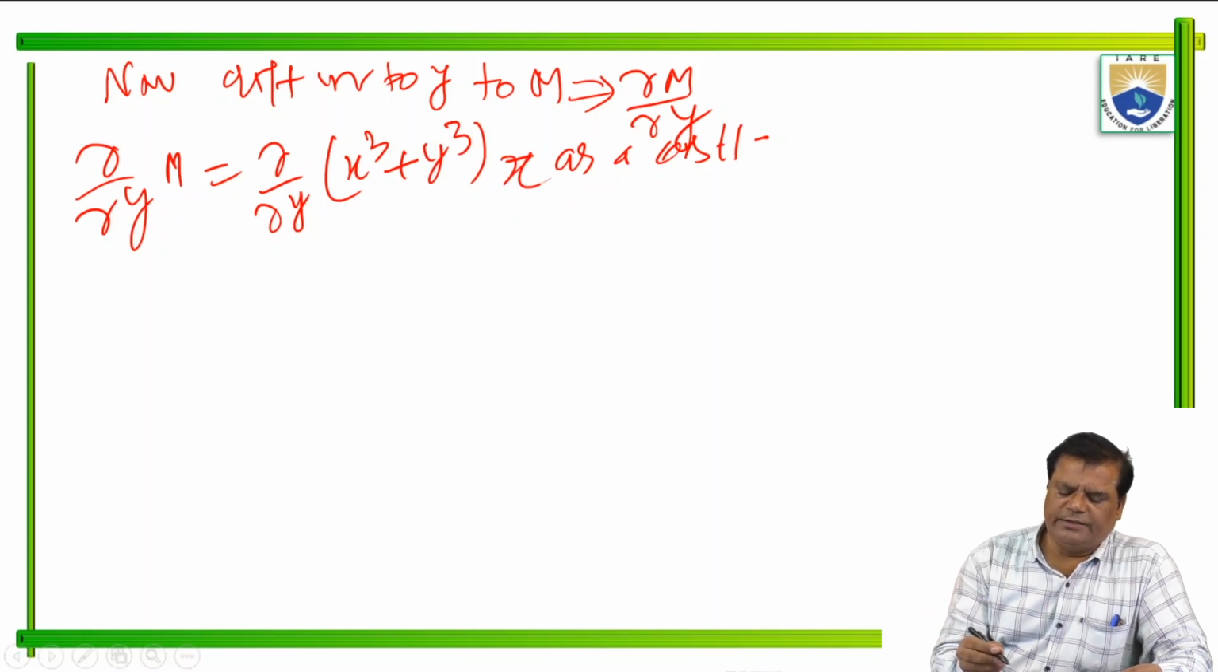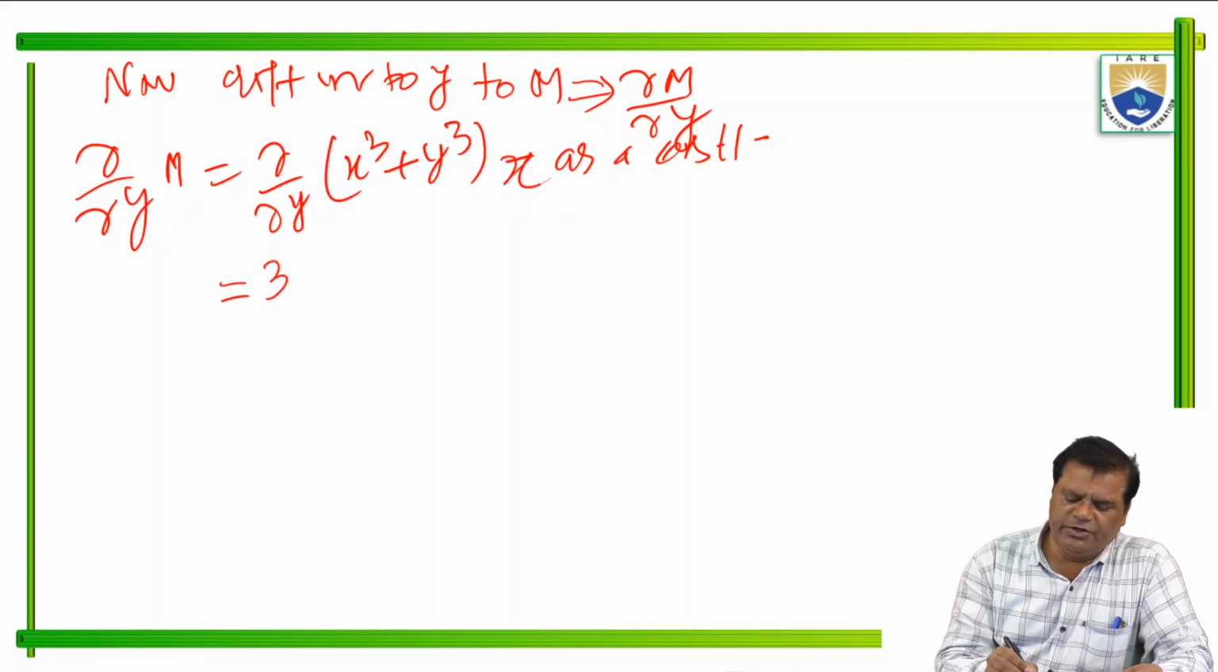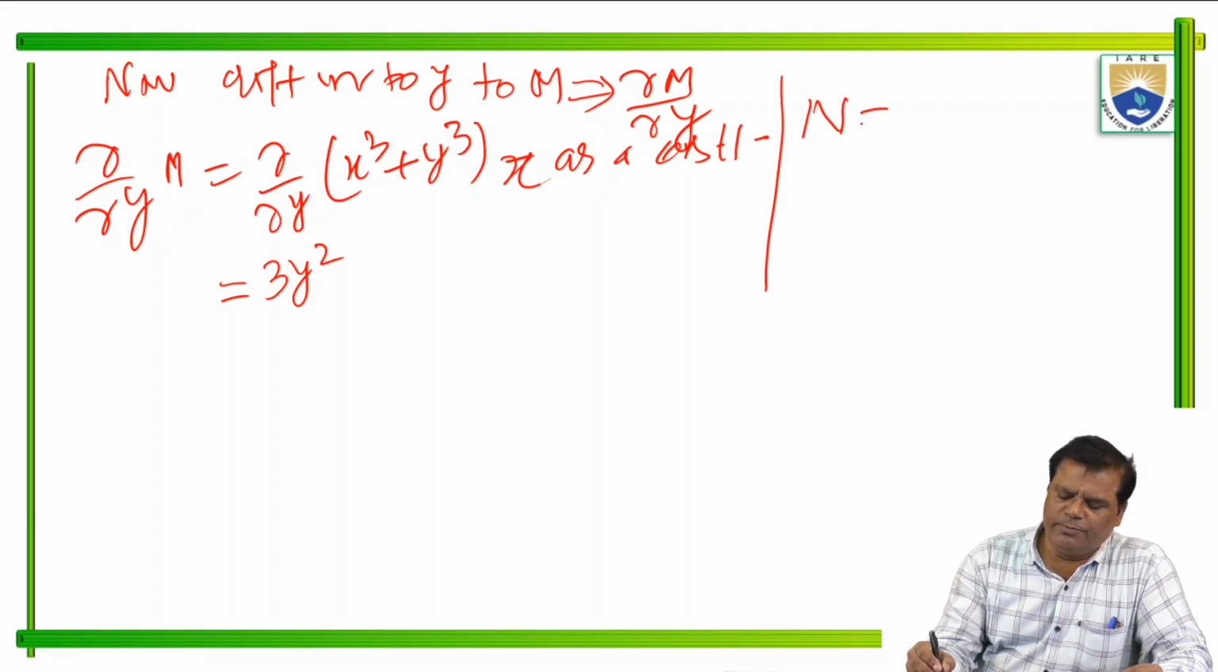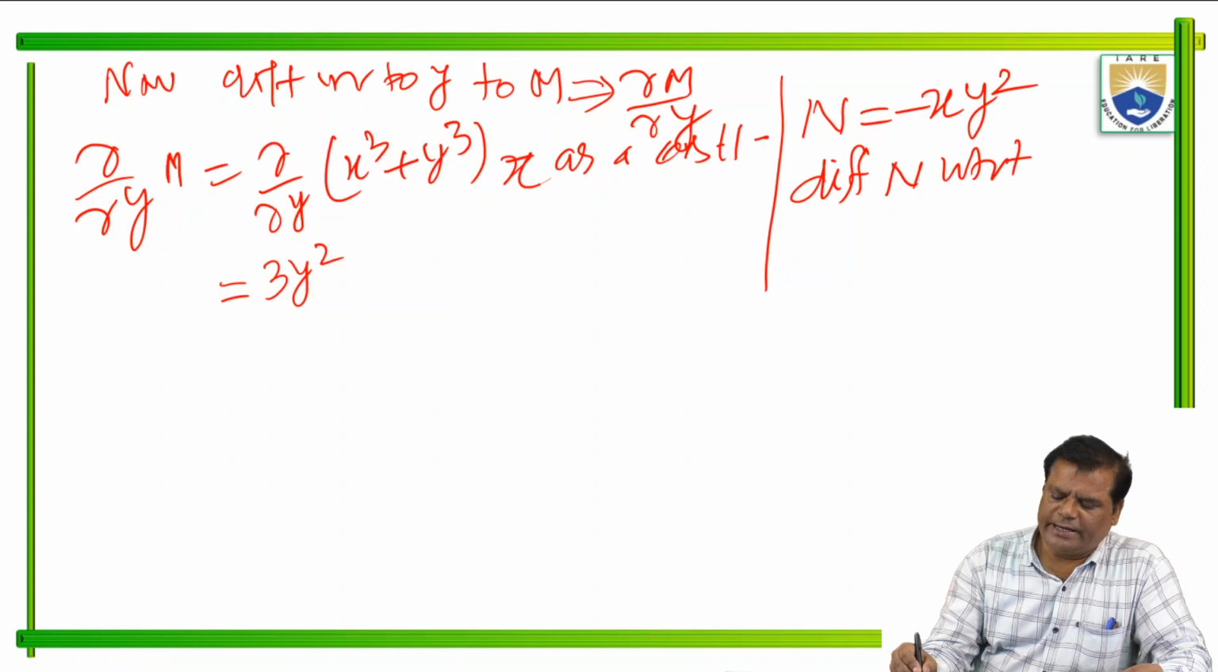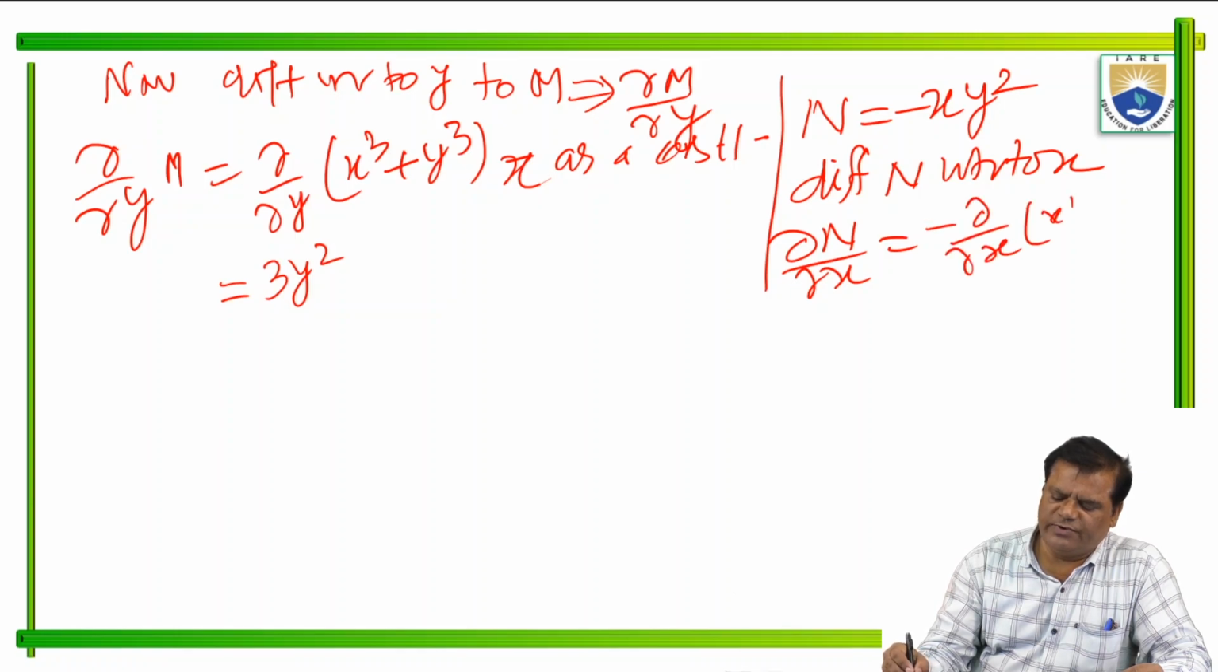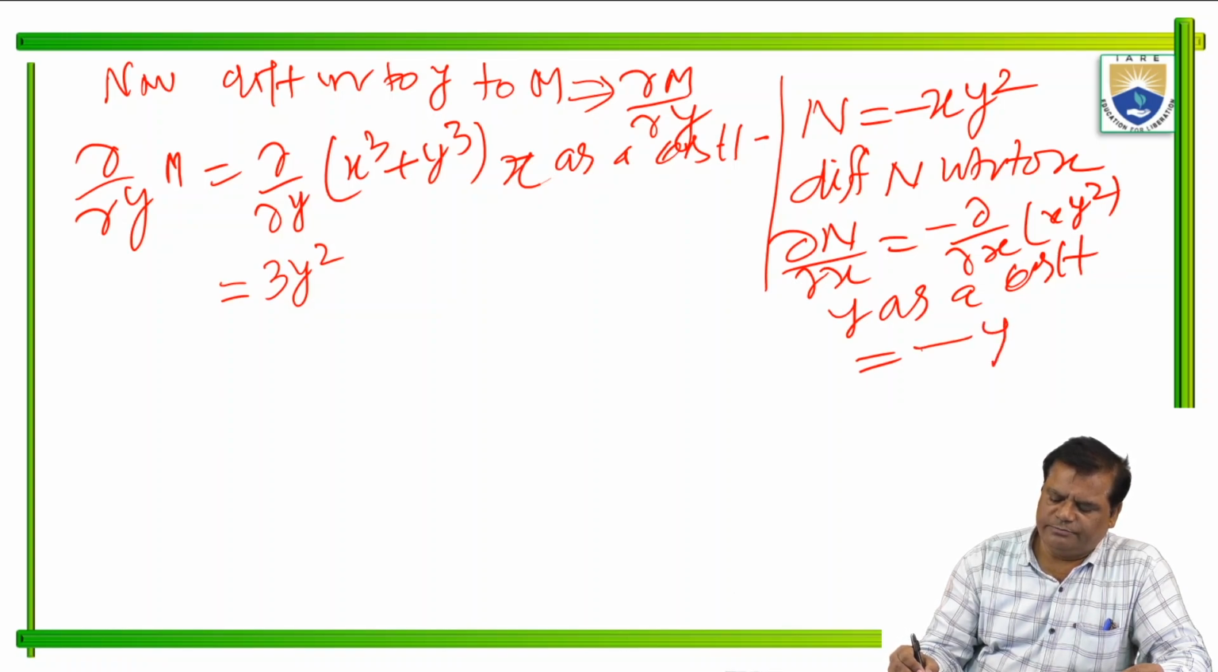X as a constant. So now the differential of this is 3y square. And N equals minus xy square. So differentiating N with respect to x, del N over del x equals minus del over del x of xy square. Here y is a constant. So now this equals minus y square.